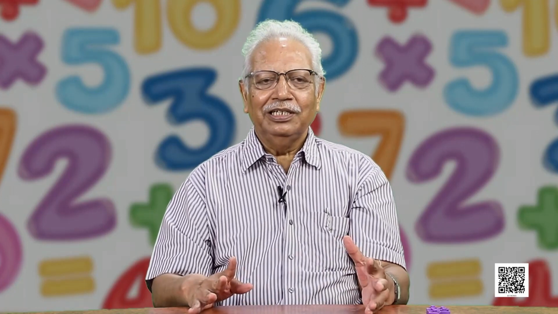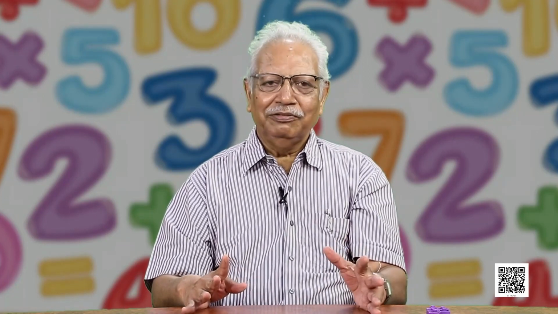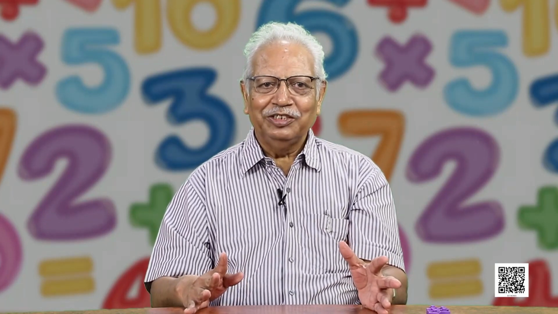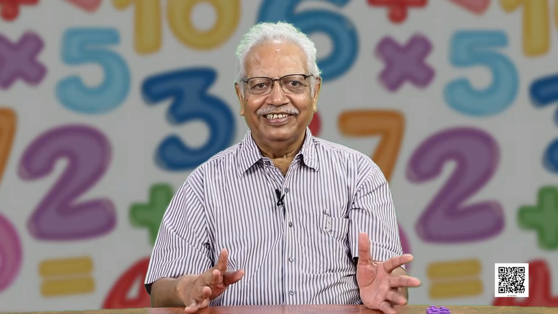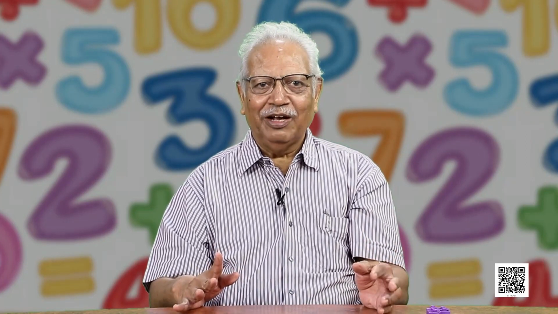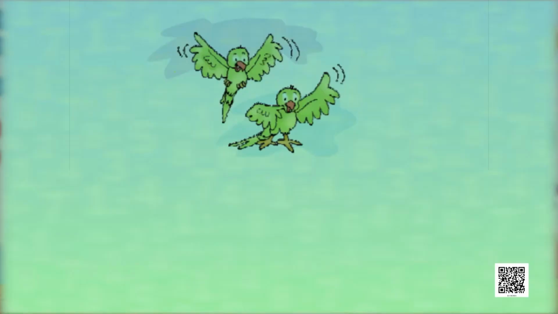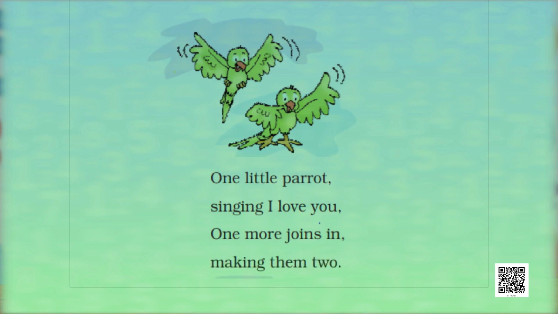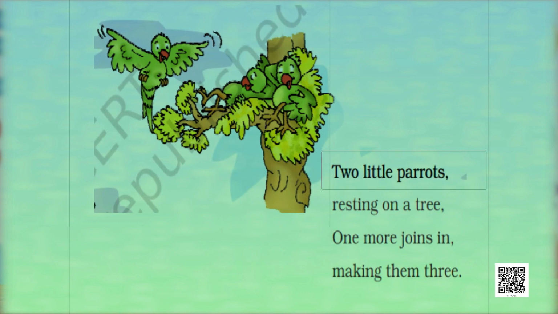And now, let us revise what we have learnt with the help of a poem. This poem is about parrots. You must have seen parrots, green colored with a beak of red. Yes. So, one little parrot singing I love you, one more joins in, making them how many? 2. Similarly, 2 little parrots resting on a tree, one more joins in, making them how many?